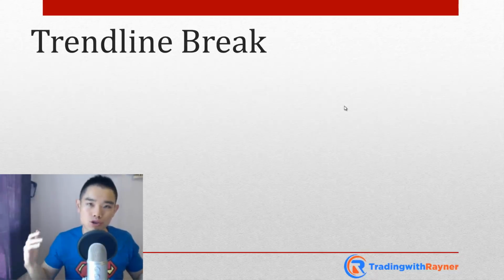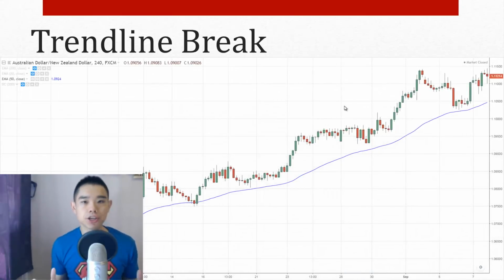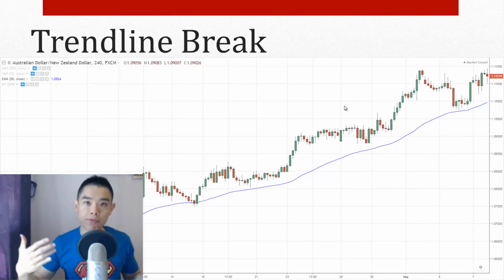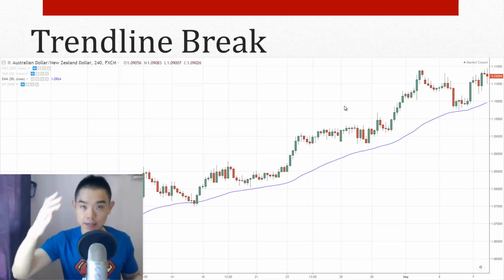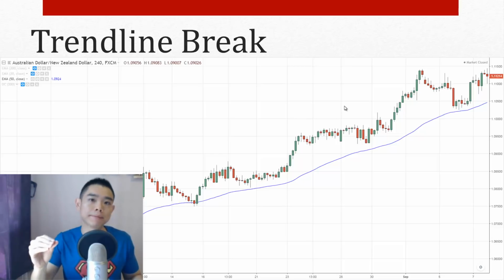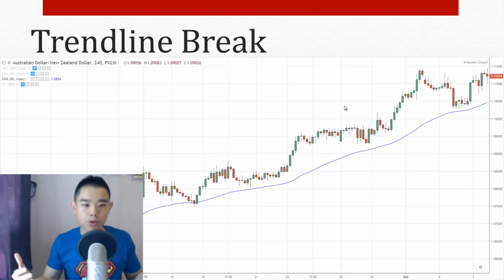Second technique is what I call the trend line break. So if you look at this chart, this is what I call a healthy trend, where you can see the obvious ebb and flow in the market. You can see that the pullback is not very deep, but you can see there is a pullback. And when you identify a healthy trend, how most traders would usually trade is that one obvious way is to trade the bounce off the moving average here.